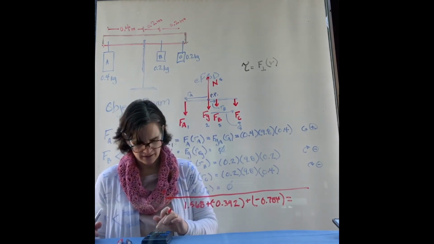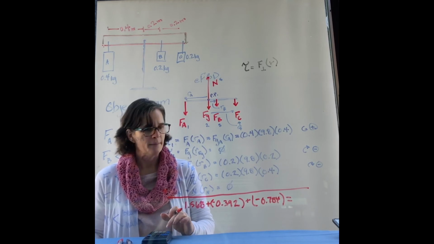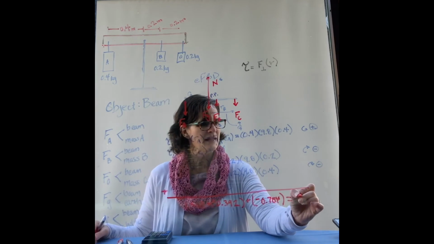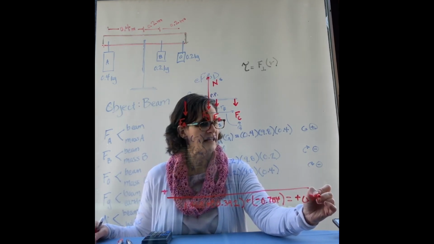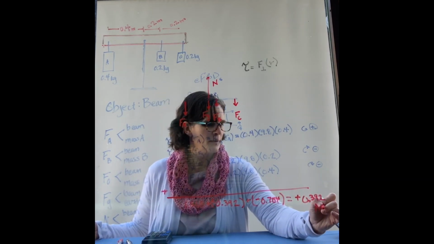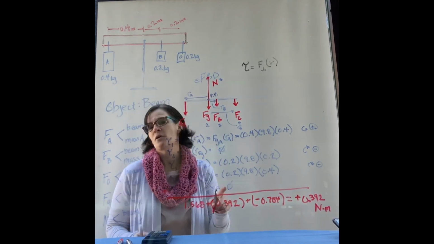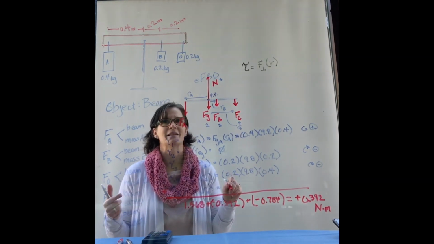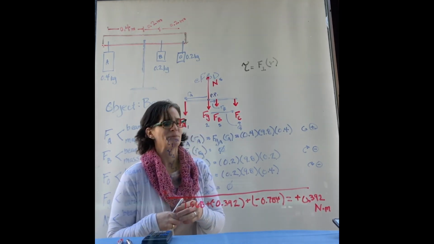So now I can add all these up. 1.568 minus 0.392 minus 0.784. And I see that my net torque is a positive 0.392 Newton meters. Remember, that is our unit for torque. Okay, so first of all, it's non-zero. And if it's non-zero, that tells us that they are not balanced. And indeed, the object is going to rotate, change its rotation.